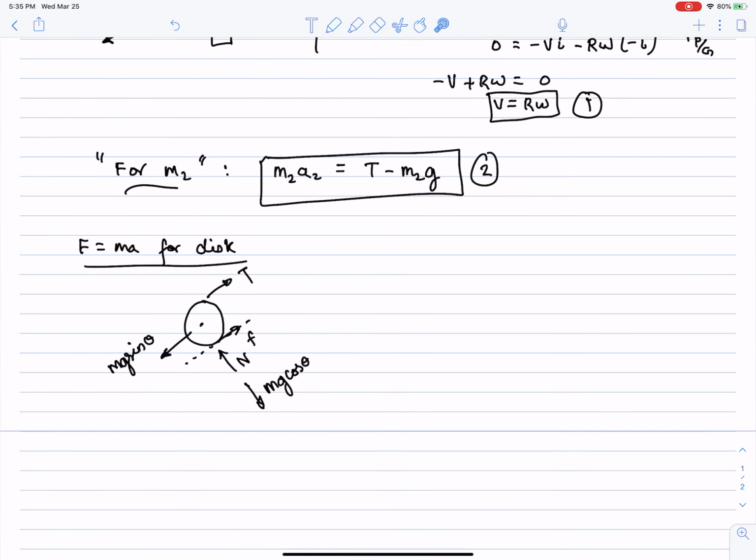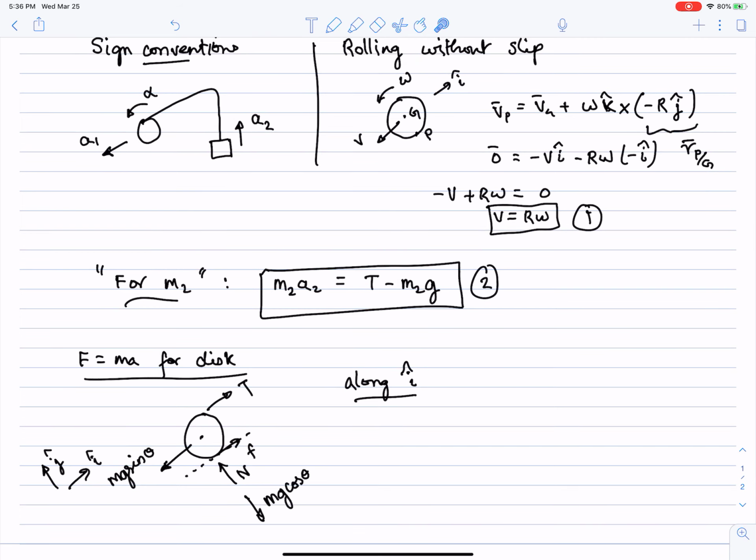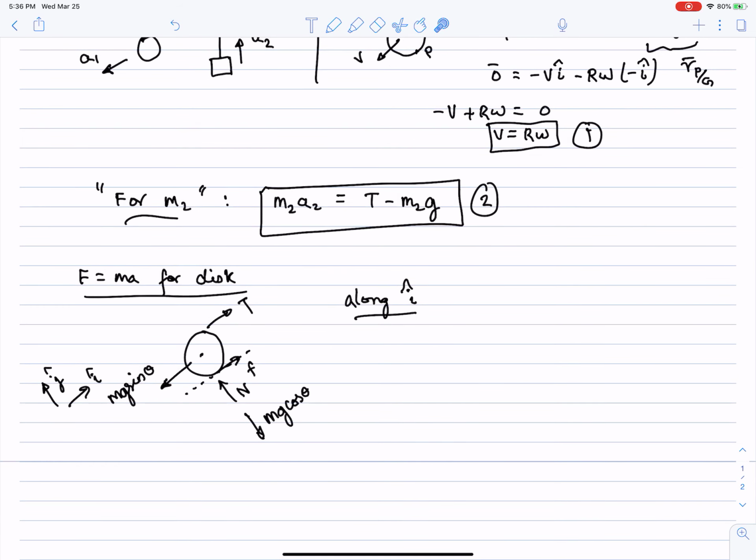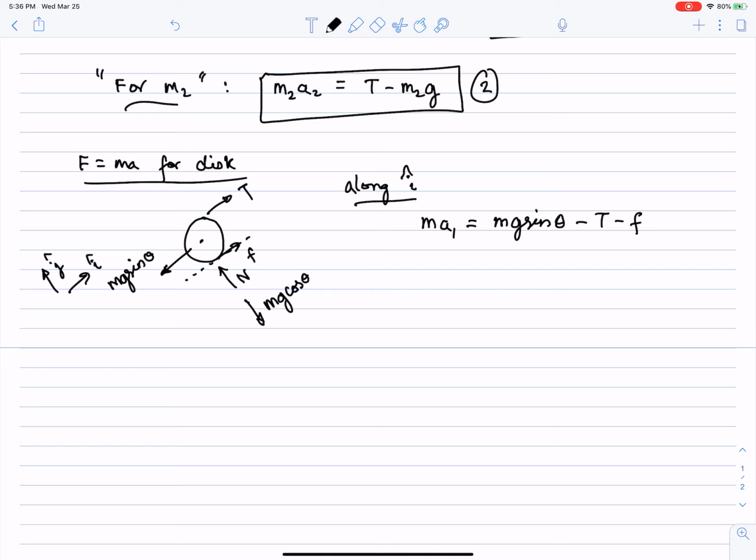Now we can do F equals ma. Let's call this direction J. Let's call this direction I. So along I, we've defined A to be in this direction. So what we're going to say is essentially ma1 equals mg sine theta minus T minus F, and that's it.